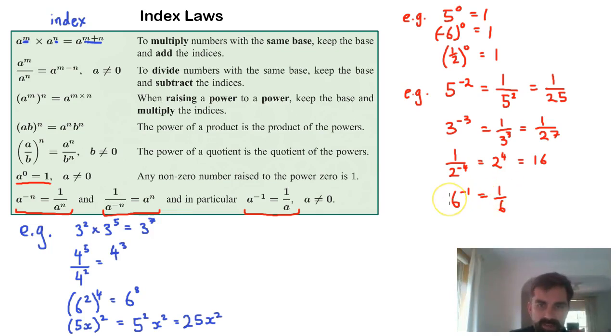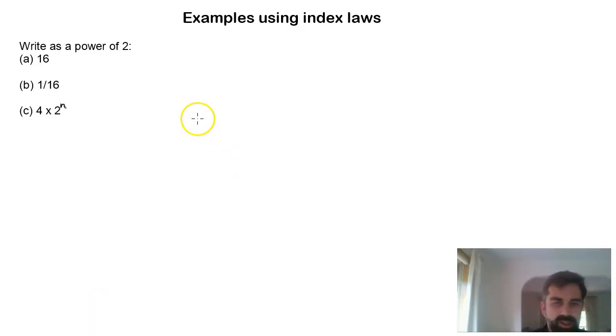Okay, so that covers all of the main index laws. What I want to show you in a moment is some examples. So let's look at a few examples here. So this is kind of using the index laws in reverse. So let's say we want to write a value as a power of 2. So instead of writing the number 16, what we want to do is write that as 2 to the power of something. Well, you've sort of got to break it down.